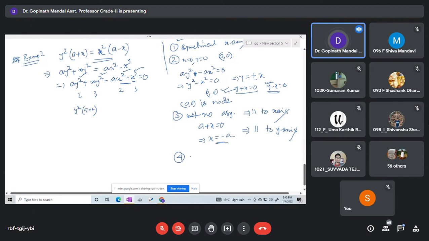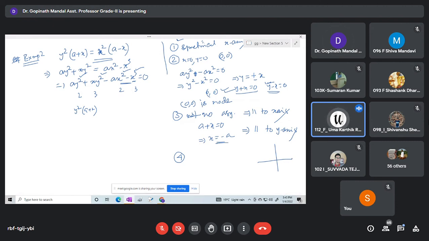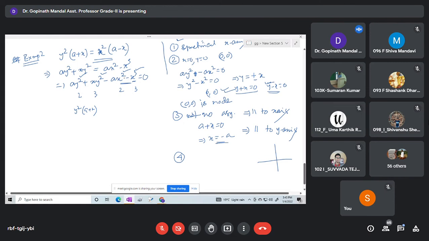Fourth is intersection. Where it is plus x cube, sir? It is minus x square plus x cube. Plus x square, plus x cube.